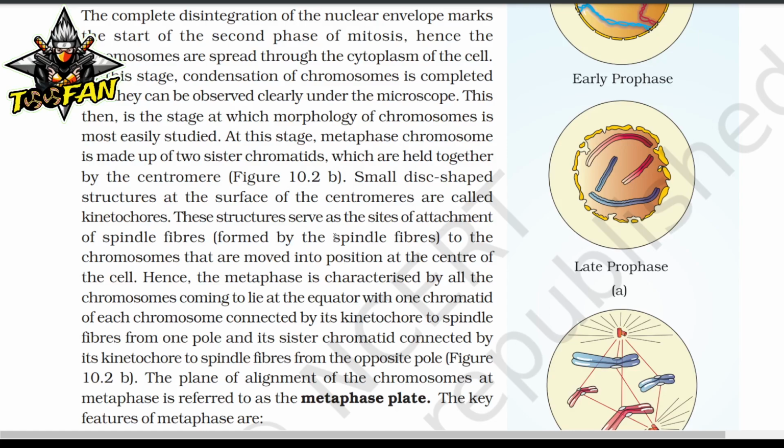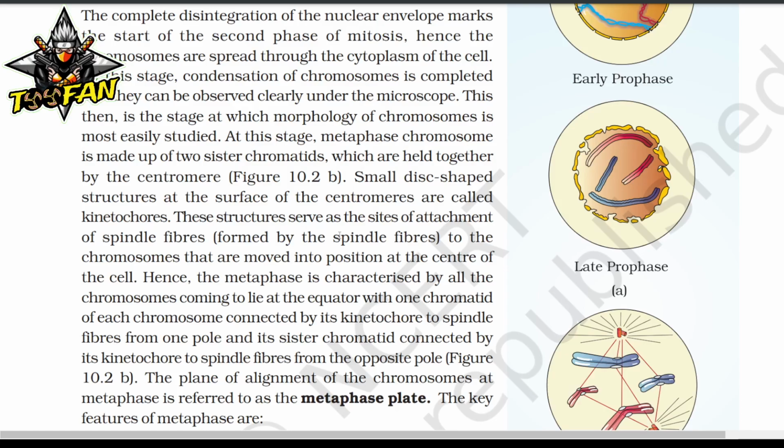Hence, metaphase is characterized by all the chromosomes coming to lie at the equator, with 1 chromatid of each chromosome connected by its kinetochore to spindle fibers from one pole and its sister chromatid connected by its kinetochore to spindle fibers from the opposite pole. The plane of alignment of the chromosomes at metaphase is referred to as the metaphase plate.